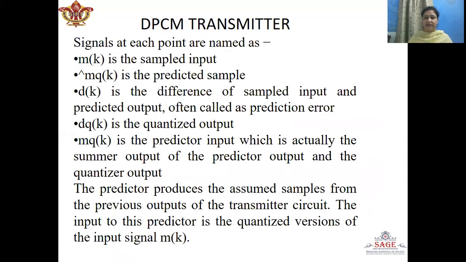So here we can say from the block diagram, m_k is the sampled input, m̂_k is the predicted sample, d_k is the difference of the sampled input and predicted output, which is also called prediction error. d_qk is the quantized output, and m_qk is the predictor input, which is actually the summer output of the predictor output and the quantizer output. Thus, the predictor produces the assumed samples from the previous outputs of the transmitter circuit. The input to this predictor is the quantized version of the input signal m_k.